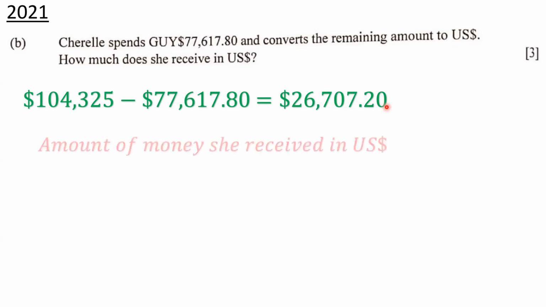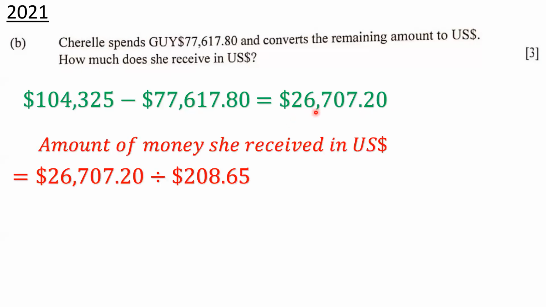And then what we're going to do is convert this $26,707.20 back to US. We're going to do that by dividing by $208.65. And when we divide these two numbers, we get $128. So that means that the amount of money that she received in US is going to be $128.